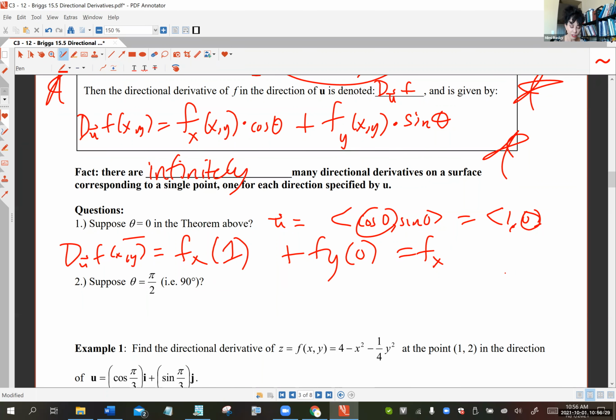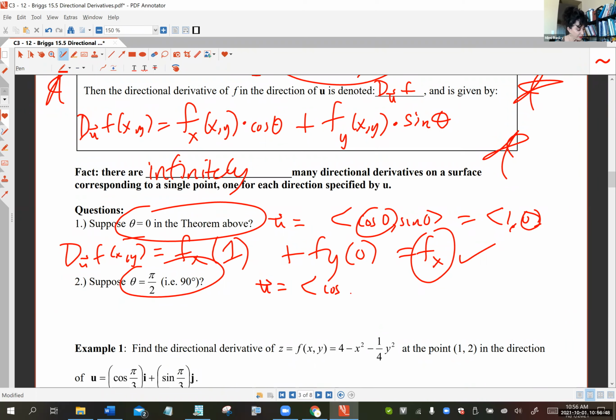But does that make sense? Sure, because when your direction is the positive x-axis, you better get f_x, because that is the slope in the positive x direction. So this formula works. And similarly, what if your theta is pi halves, or 90 degrees? Then your direction vector is cos pi halves, sine pi halves, and cos of pi halves is 0 and sine of pi halves is 1. So 0, 1 is pointing in the positive y-axis direction.